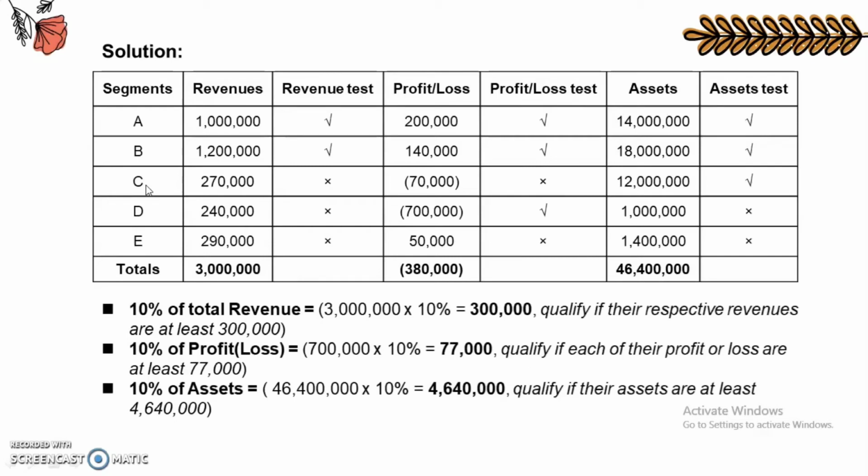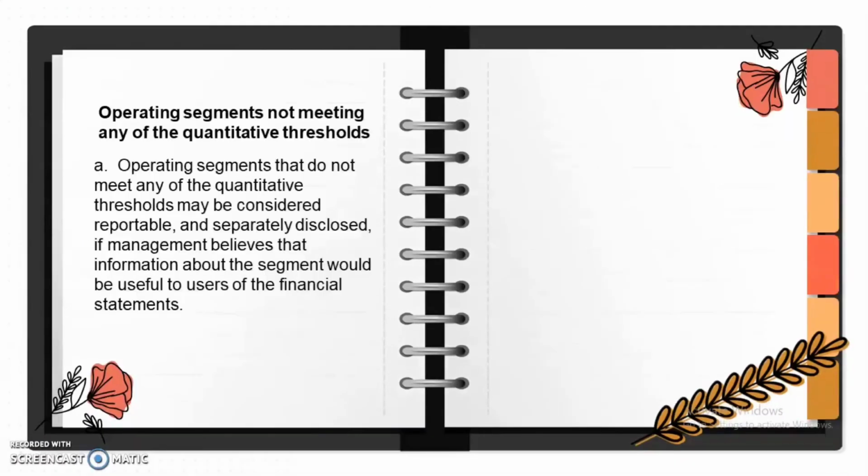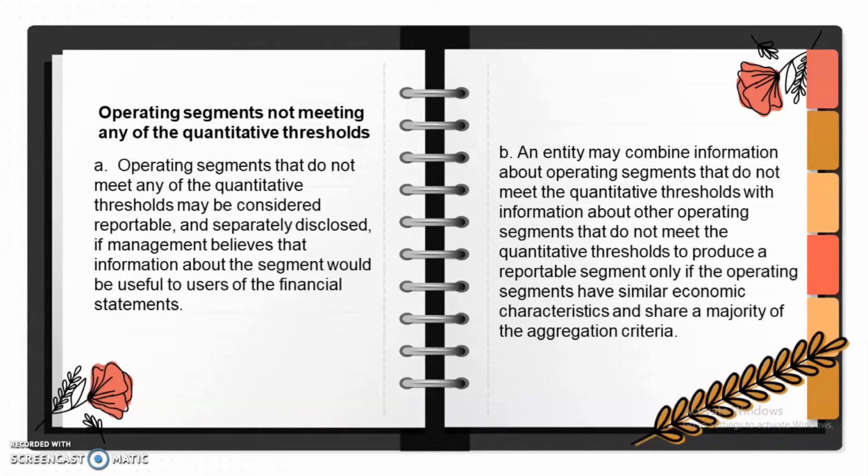Segment A, B, C, at D, sila lang ang reportable kasi naging qualify sila sa kahit isang test. While yung segment E lang ang not reportable kasi wala siyang na-meet kahit isa. Now, let's move on to operating segments not meeting any of the quantitative thresholds.